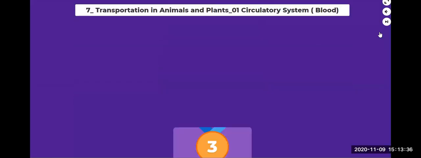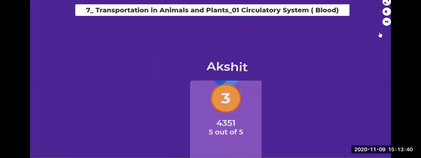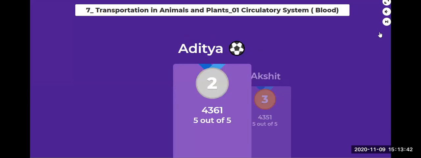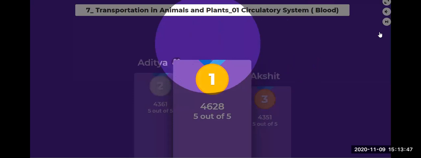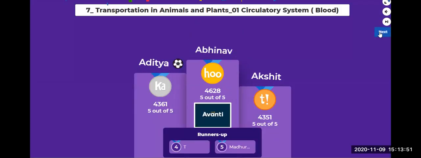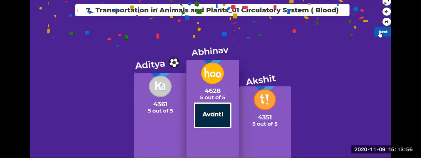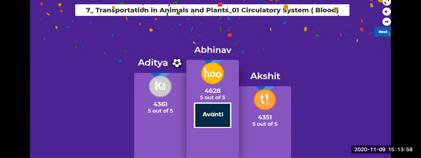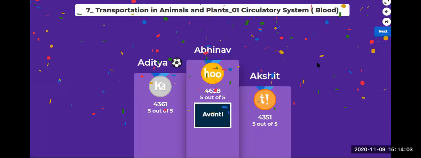Let's see the podium. Third, Akshit, very good. Aditya, very good, Aditya. Second this time. Who is first? Abhinav, surprising. Right, Abhinav. Vishka fourth, fifth Madhur. Vishka lost in one question, otherwise she was first most of the time. Okay, very good everyone. I hope all of your concepts are clear.